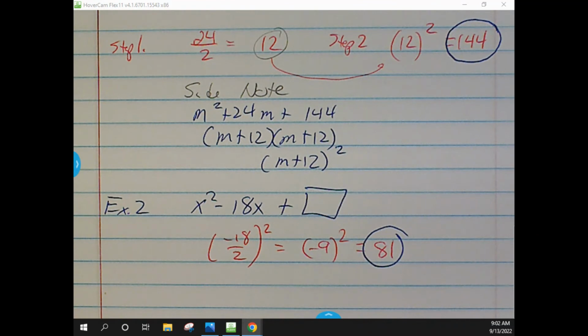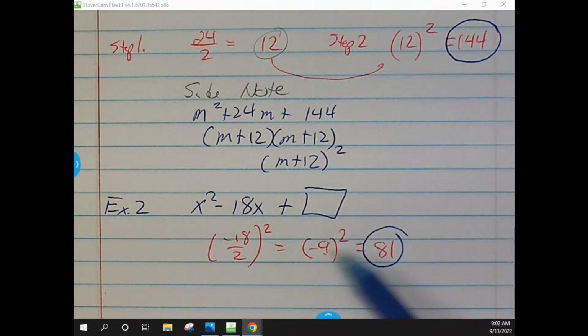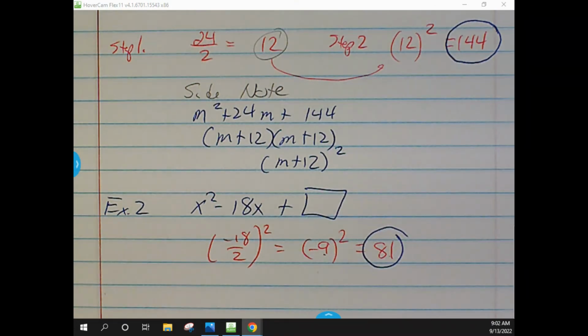Okay, so again, it doesn't matter if the number is positive or negative, because you're going to square it. The answer will always be a positive number, as long as we're talking real numbers. When you get imaginary, it's a different story. But for these, everything should be real numbers as we're going through this.